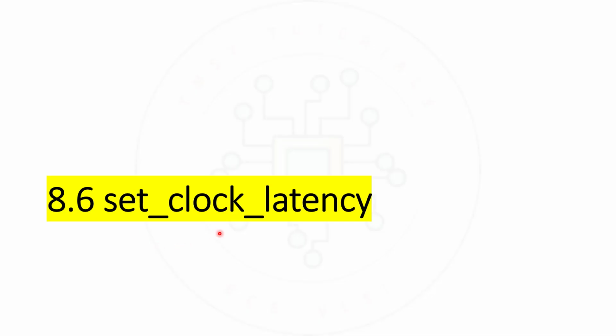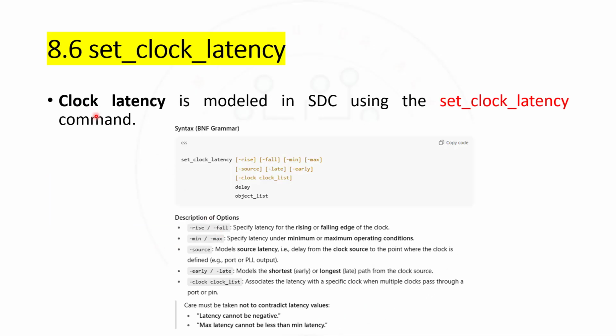Let's see about set_clock_latency. This is the structure, I mean you can take it as the syntax. Clock latency is modeled in SDC using the set_clock_latency command. These are the switches: rise, fall, min, max, source, late, early. Clock is one more switch, and we have to give the delay value followed by the object list.